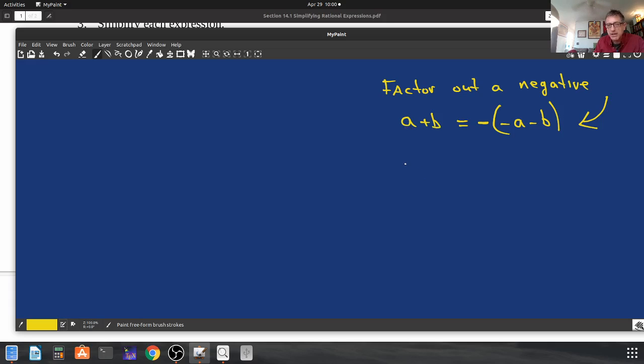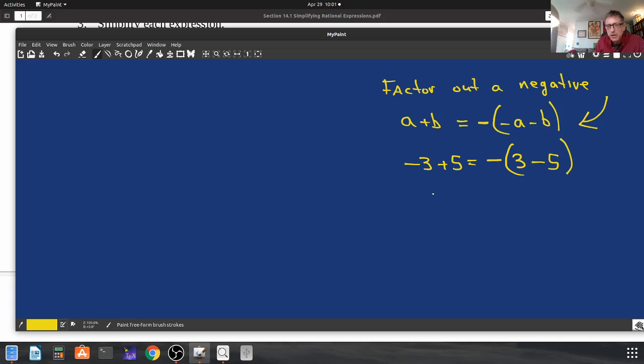Let's factor out a negative when I have minus 3 plus 5. Well, okay, I put my negative sign there, put my parentheses there. I change the sign on minus 3 to a plus, so I don't write anything, and I change the sign on 5 to a minus 5.